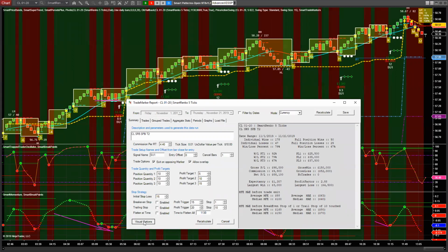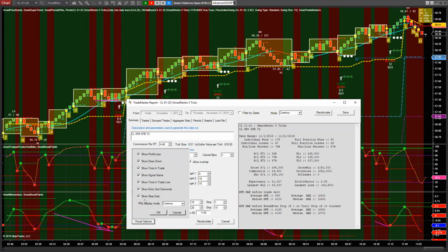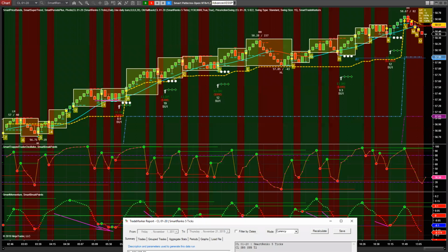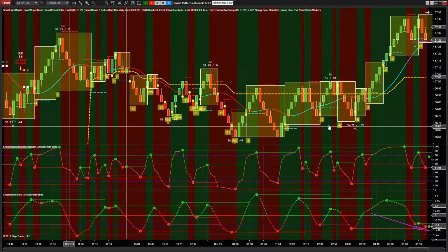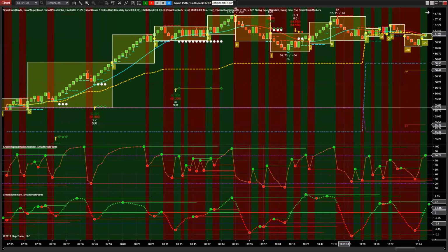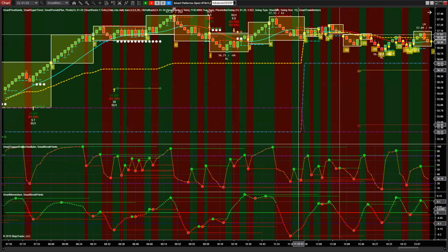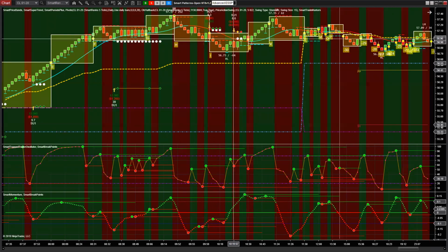Now over here on the visual options, I've got everything checked on here. It's going to show you where the entry is with the arrow. It's going to show you where target 1 was completed, target 2 was completed, target 3 was completed, and it's going to show you where the stop was. You can display this in currency, ticks, or points. And so usually I leave those checked because it gives me a visual presentation of what these trades are on the screen. Or you get a loss, you can see, it will show you where it stopped out at.